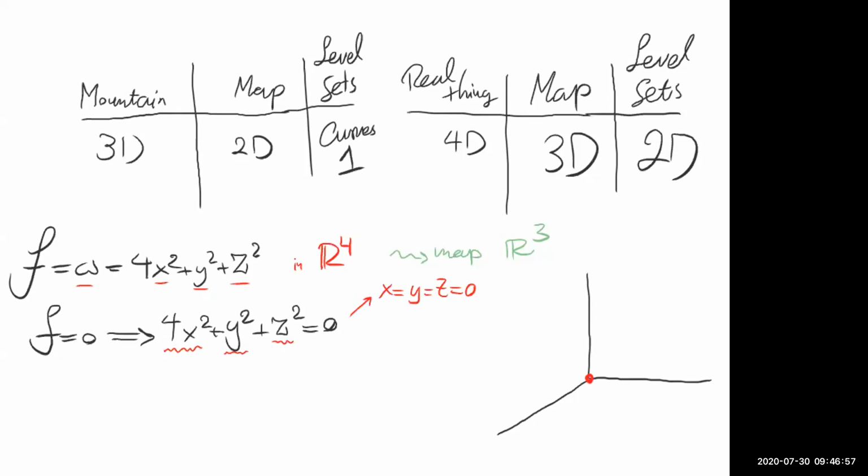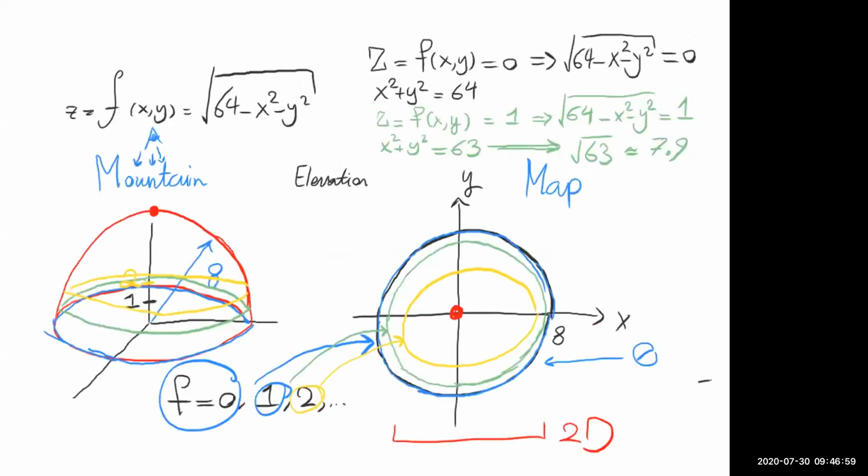But actually we have seen that before in the two-dimensional case too. Look at that. Here, if we take z to be, for example, 8, we don't get a curve, we just get a point. So sometimes that happens.